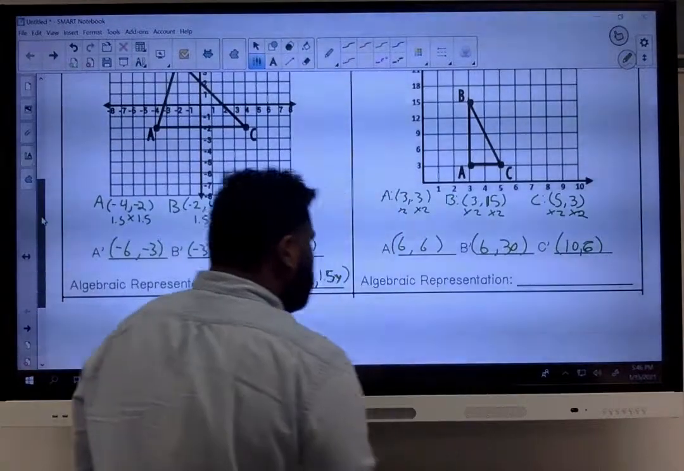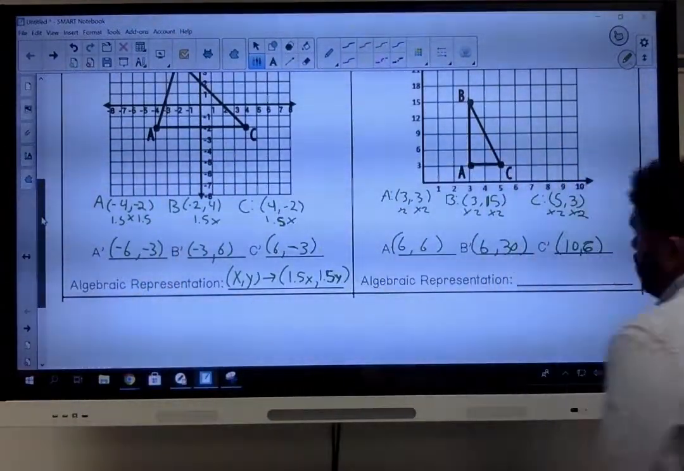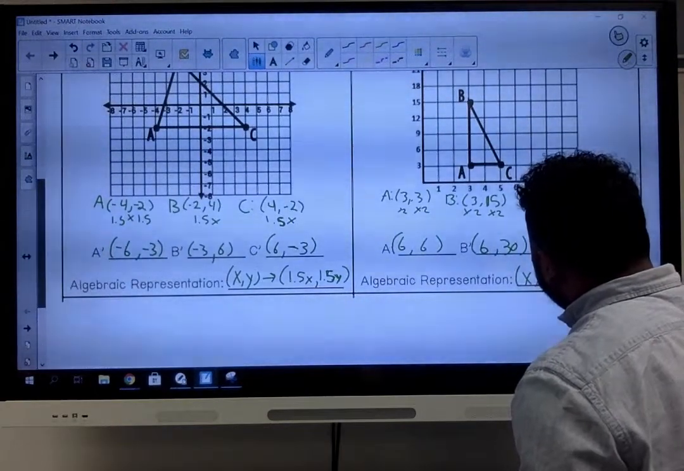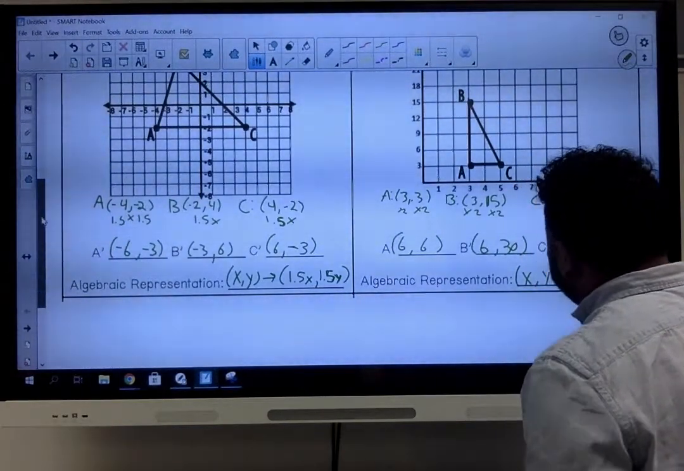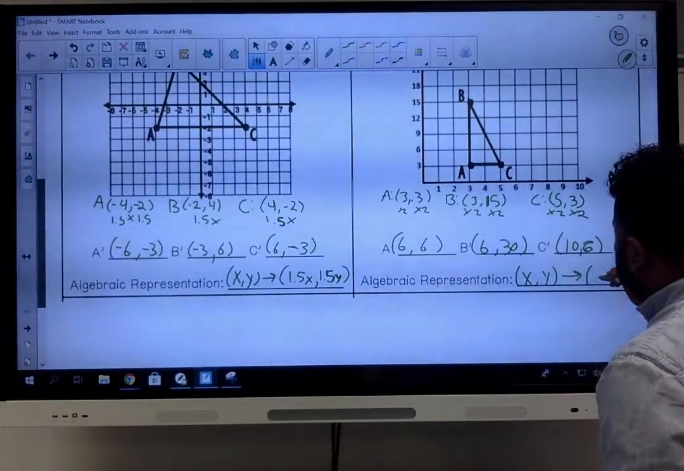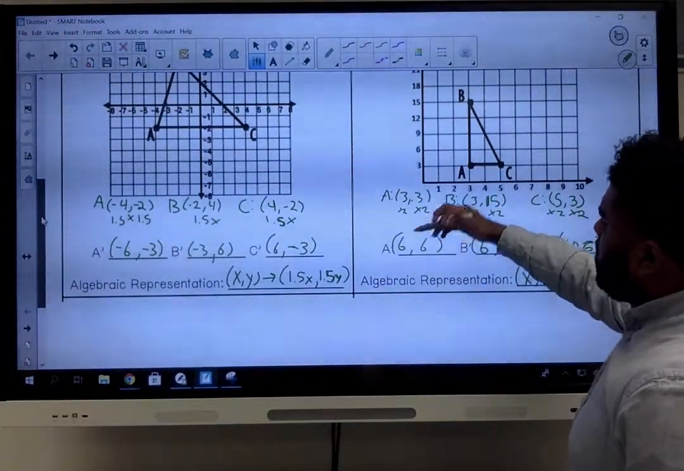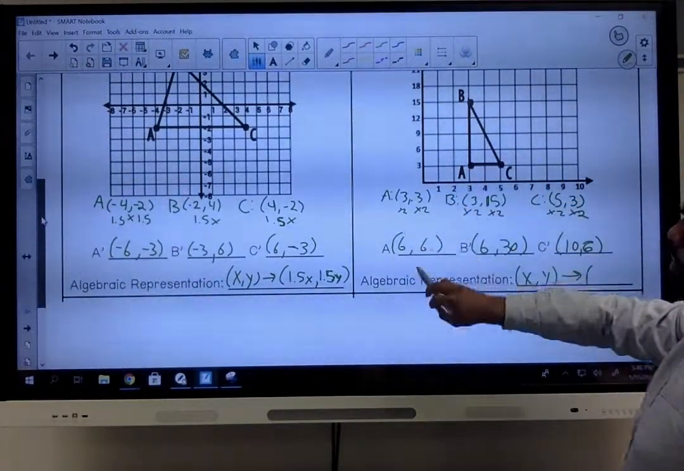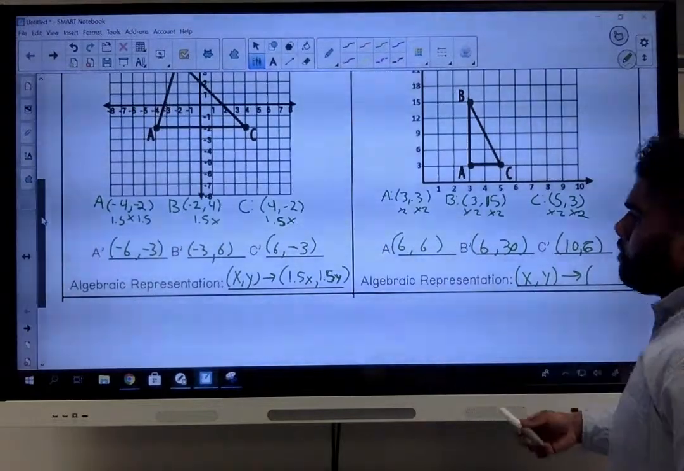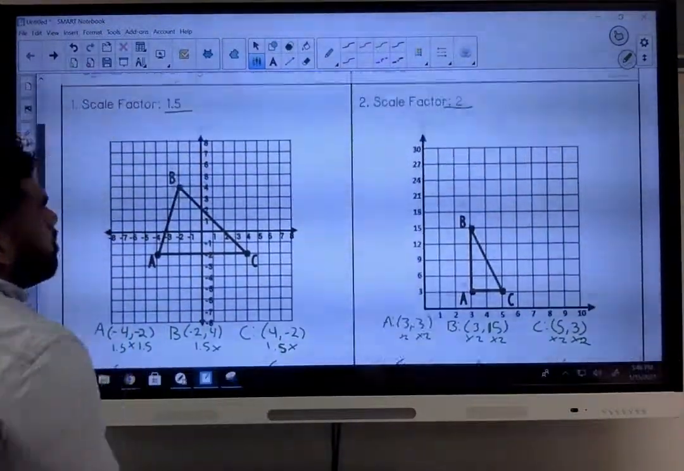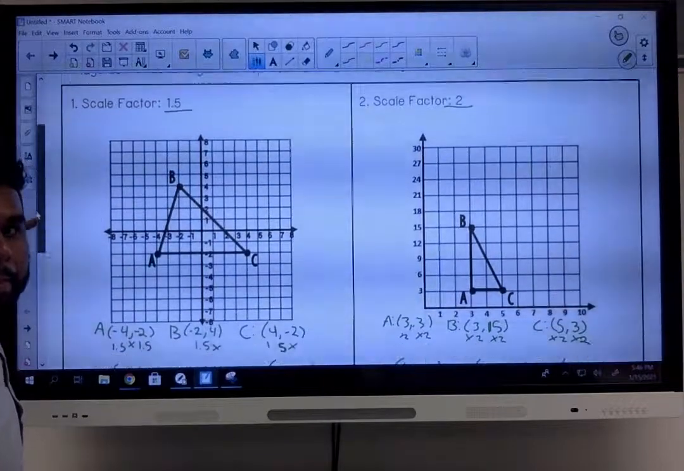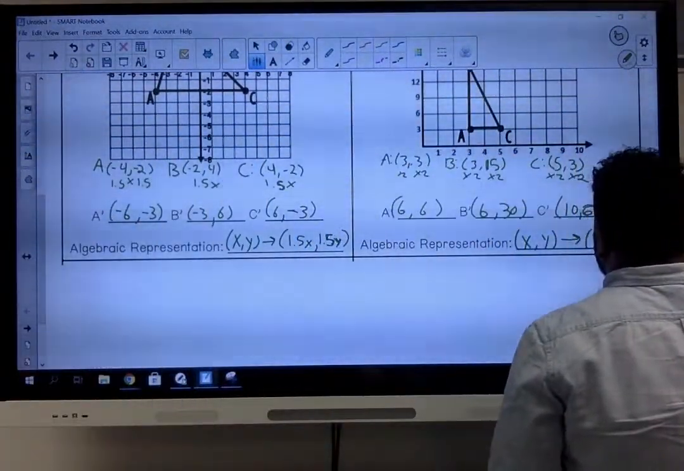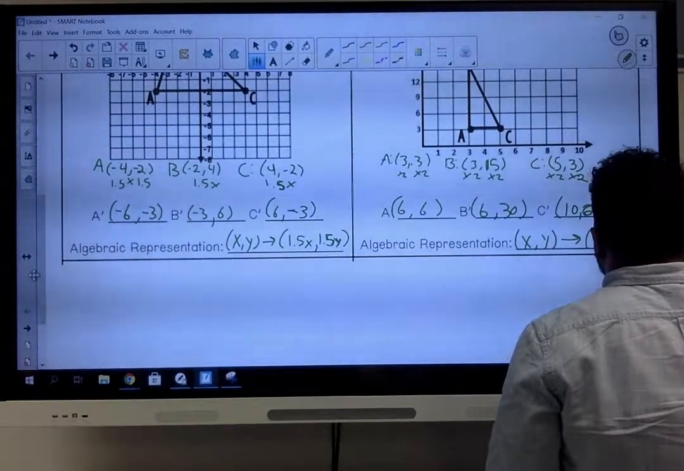For the algebraic representation, again, you always start it out as x and y. Draw the arrow. And then, how do we get from 3 to 6, and from all of these original A, B, and C to the A prime, B prime, C prime? We multiplied everything by our scale factor, which was 2. So we're going to put a 2 in front of the x and a 2 in front of the y. Easy as that.